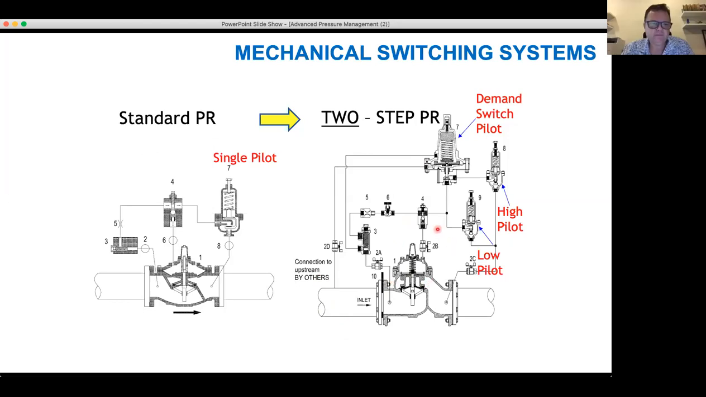So this is one example, and it uses an orifice plate which is installed at the inlet to the PRV. And what happens is, as flow increases into the PRV, it generates a head loss across the orifice plate.